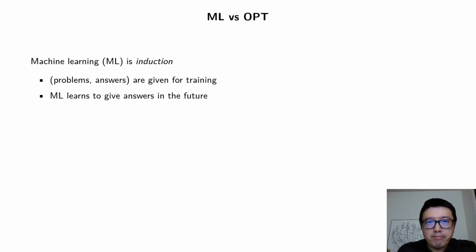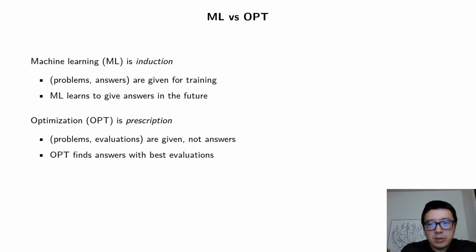Before we talk about learning to optimize, I want to compare machine learning with optimization. Machine learning is induction. Usually, you are given a set of problems and answers as pairs, as training data, so that the machine learning model can be trained to give answers to the problems you see in the future.